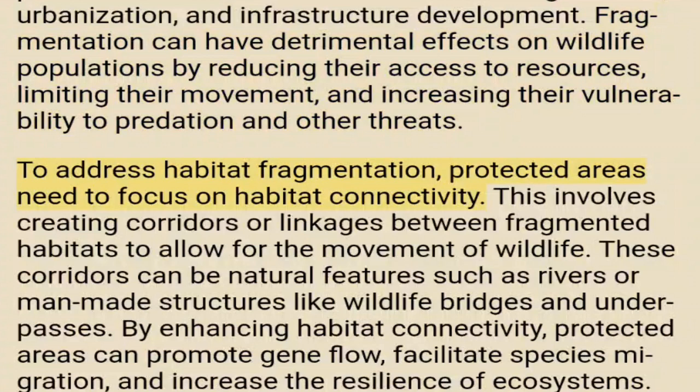To address habitat fragmentation, protected areas need to focus on habitat connectivity. This involves creating corridors or linkages between fragmented habitats to allow for the movement of wildlife. These corridors can be natural features such as rivers or man-made structures like wildlife bridges and underpasses. By enhancing habitat connectivity, protected areas can promote gene flow, facilitate species migration, and increase the resilience of ecosystems.